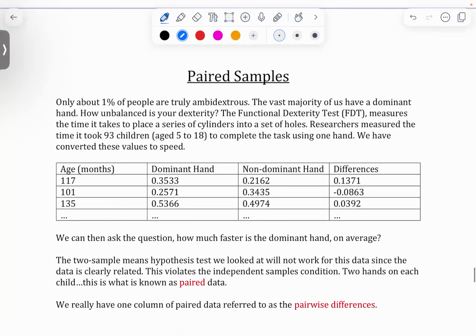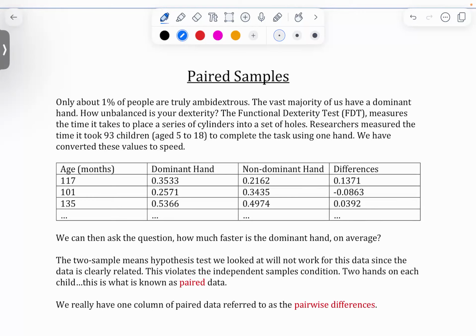So, the last concept in two samples is doing paired or dependent means. The best way to do this is to look at an example. Only about 1% of people are truly ambidextrous. The vast majority of us have a dominant hand. So, how unbalanced is your dexterity?